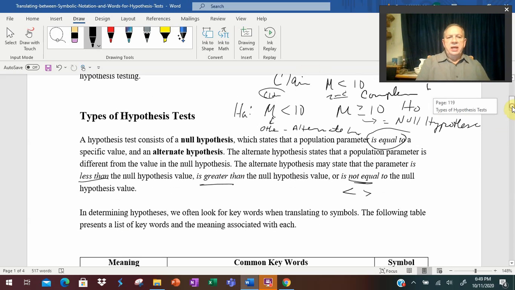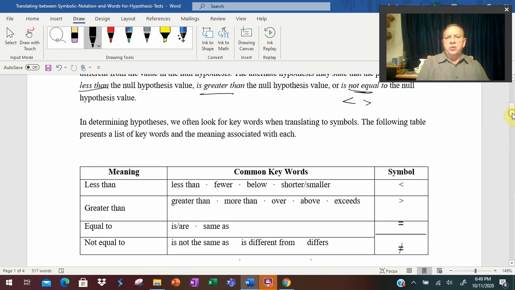In determining hypotheses, we often look for keywords when translating to symbols. The following table presents a list of keywords and a meaning associated with each. So the meaning is less than: fewer, below, shorter, smaller. I'm always going to use that. The mean is below this, is shorter than. The height is shorter than, the average height, okay? Greater than, more than, over, above, exceeds, that's always given by that symbol.